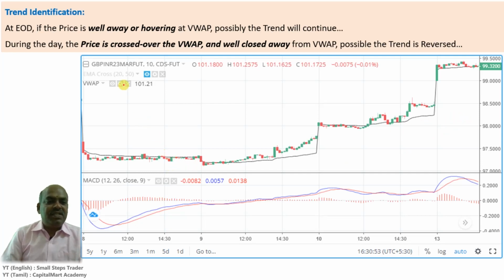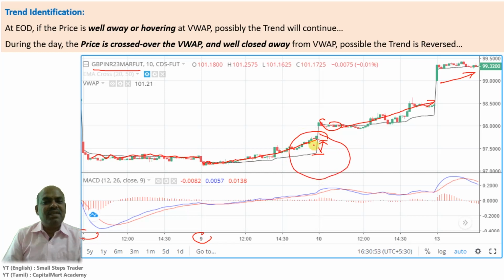See, this is the NSE GBP INR chart. See, the price is hovering over the VWAP. This is on the 8th. On the 9th opening, again from there it's hovering and slowly moving away from the VWAP. At the end of the day, there is a gap. See, the next day what happened? Again, the trend has gone up. So the trend reversal happened here. So that's what I said. We can identify the trend reversal from VWAP.